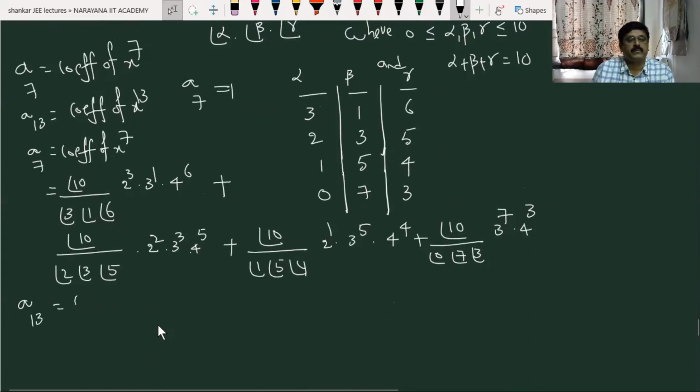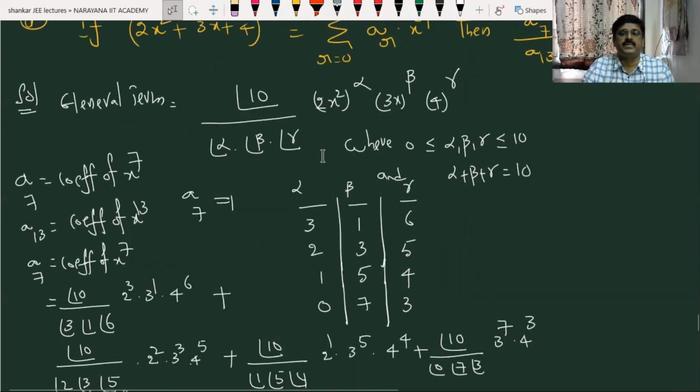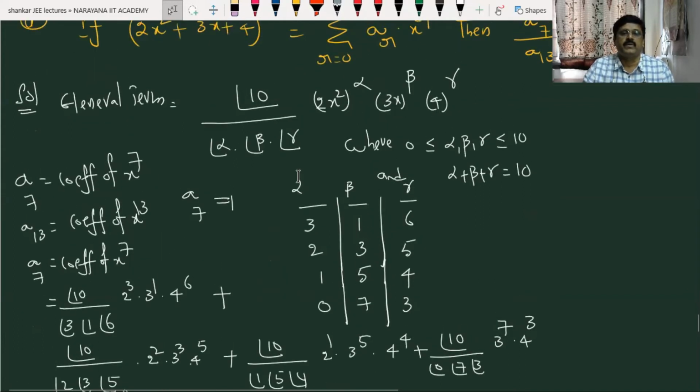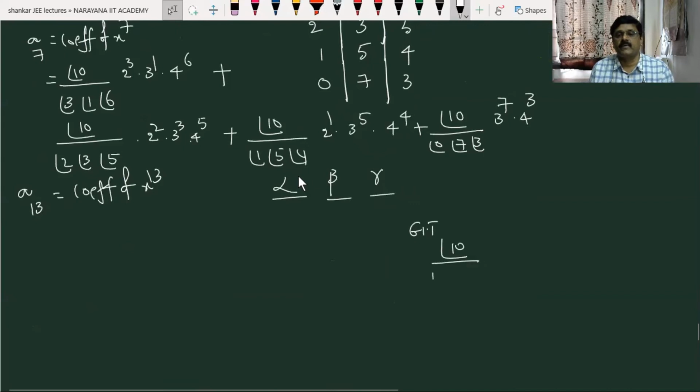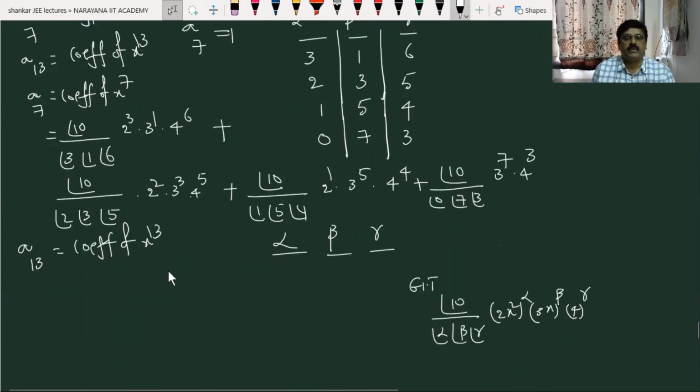A13, that is coefficient of x power 13. The previous tabular form is not favorable for my job right now because it was made keeping x power 7 in mind. Now what I am going to do is alpha, beta, gamma. Keep this general term with you, students. Again, I am writing the general term for my comfort. General term is n factorial by alpha factorial, beta factorial, gamma factorial into 2x square whole power alpha, 3x whole power beta, 4 power gamma. Okay, nice.